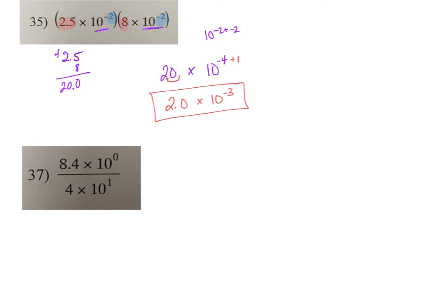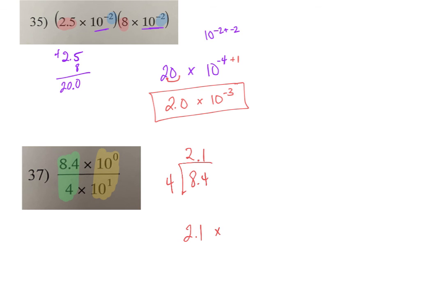Division works the same way. With division, I am going to divide my numbers and then use what I know about like bases to subtract my exponents. So to divide this, I'm going to take the 8.4 and I'm going to divide by 4, right? And I will get 2.1. And so 2.1 for that one.